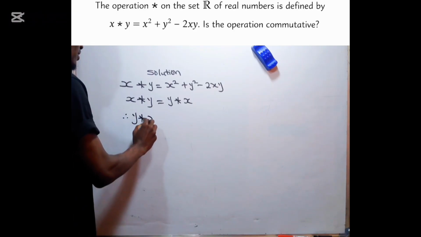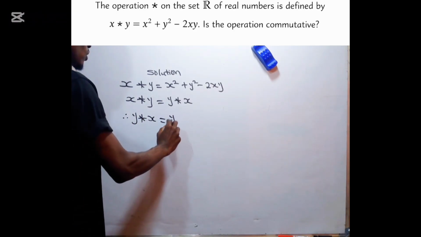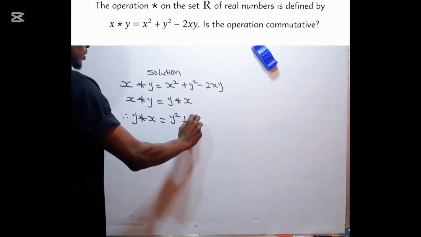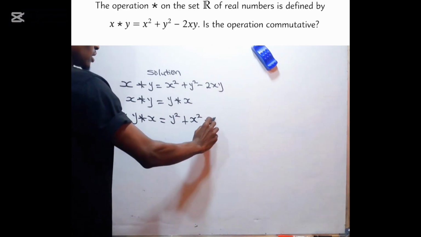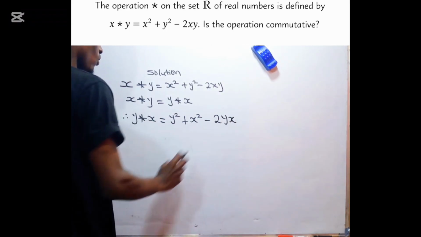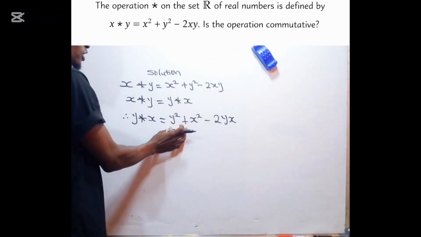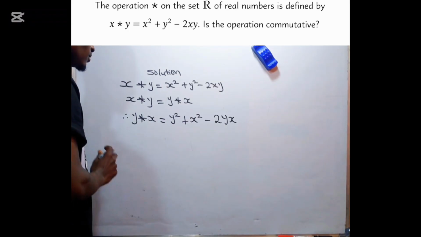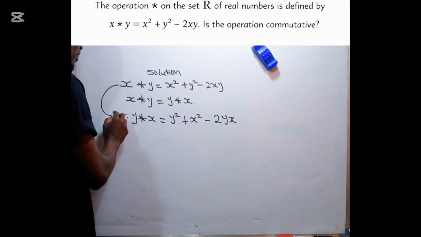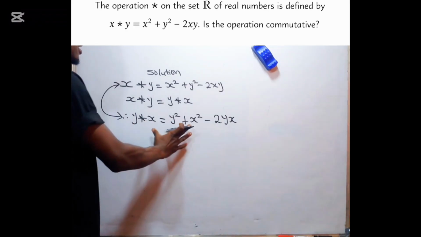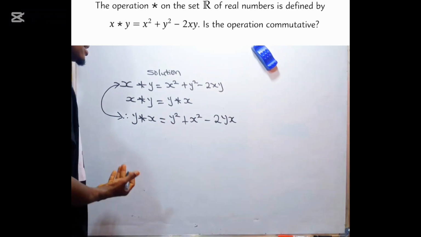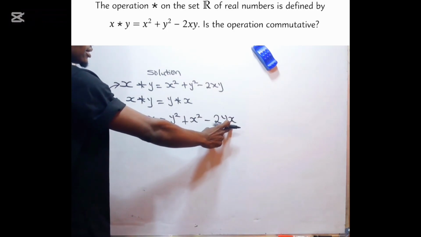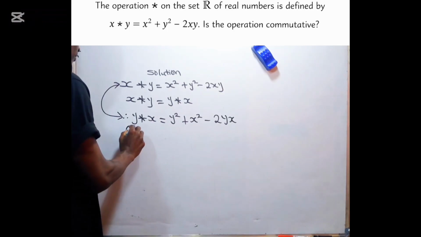Therefore, y asterisk x will be equal to y squared, which is the first term, plus x squared, which is the second, then minus 2yx. Just like we have here, we just change the first term and the second term. Now we have x asterisk y, we also have y asterisk x. Is this commutative? And the answer is yes. Why? Because we have just addition and multiplication, so it is commutative. Well, let's check.